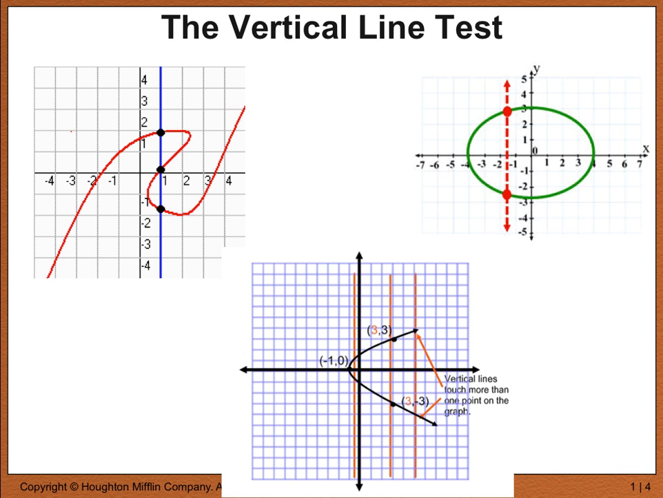Continuing the vertical line test, here are some examples of graphs that do not pass the test. Here in the upper left, we see this crazy looking curve, and it clearly fails the vertical line test in several places. Therefore, it's not a function because it violates the definition of a function.